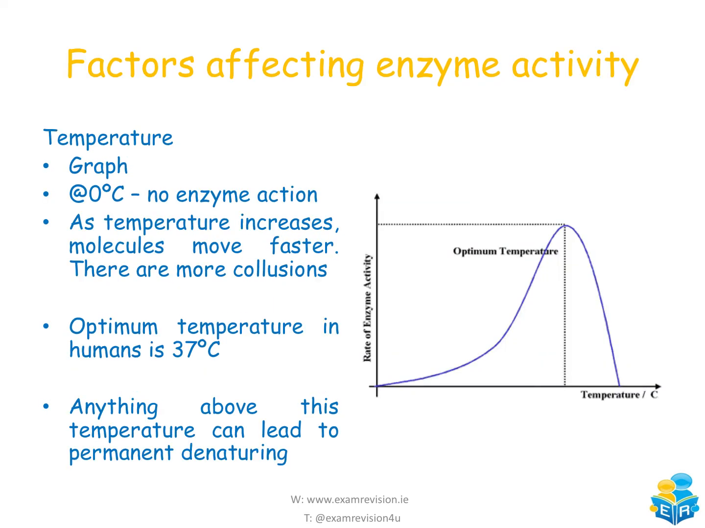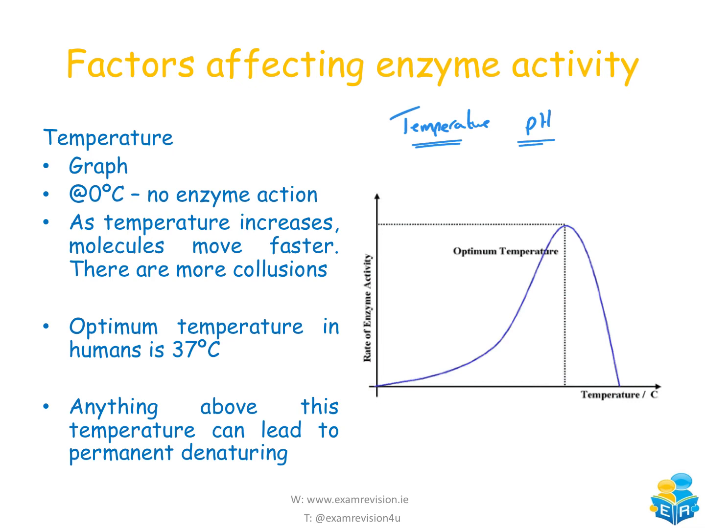Now, there are a couple of factors that will affect enzyme activity, and these are part of the experiments which you will conduct as part of your studies of enzymes as well. And the two experiments that you will look at are temperature and pH. So the effect of temperature on enzyme activity and the effect of pH on enzyme activity.